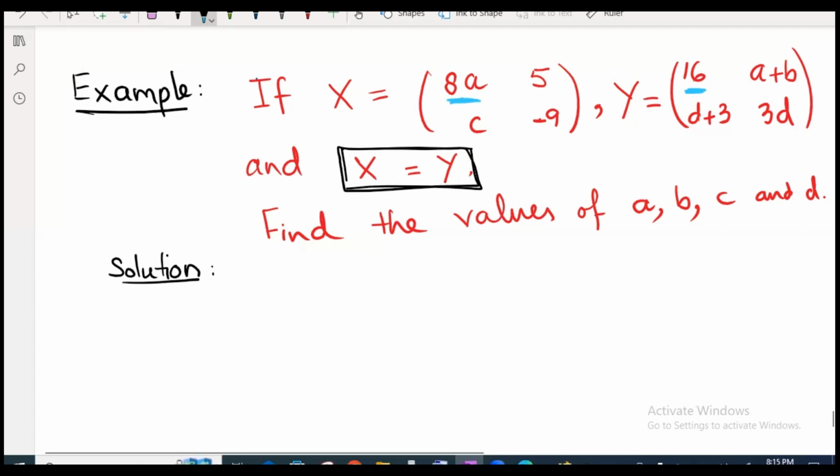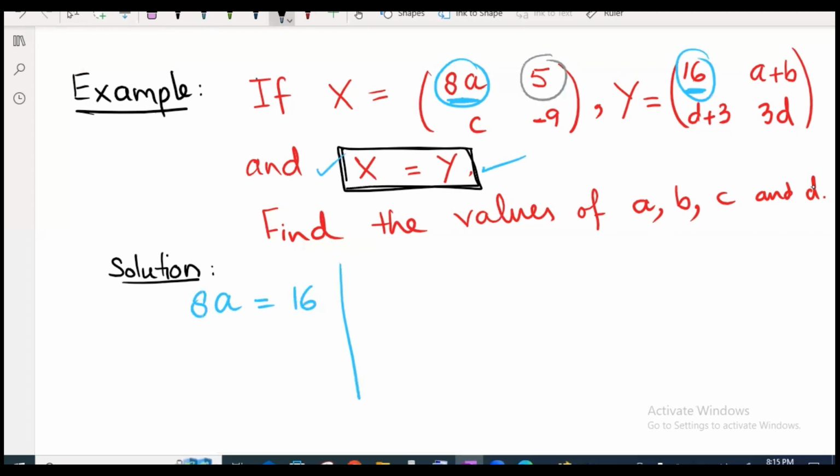And the examiner has given that X equals Y, which means X and Y are equal. The examiner is saying that, not us, right? If X and Y are equal, find a, b, c and d. So it means that corresponding elements must be the same for equal matrices, right? Because X and Y are equal here, this is given. So we can say 8a equals 16, and 5 equals what? What are the corresponding elements? a plus b. Great. 5 equals a plus b.